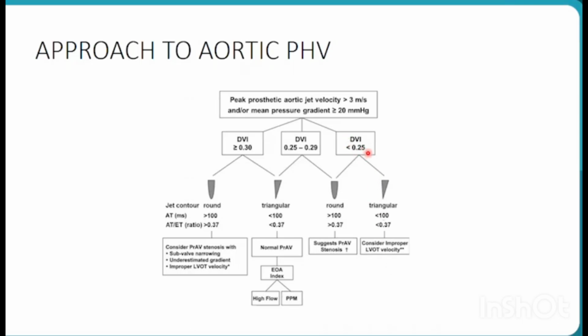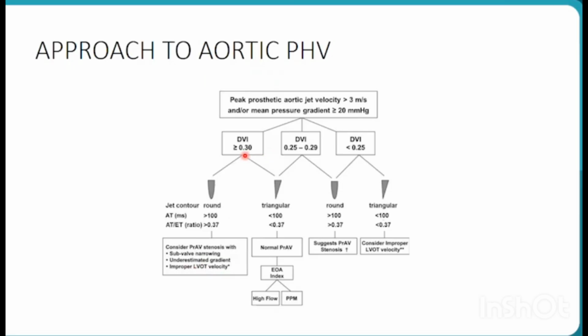DVI less than 0.25, rounded or triangular. On the other hand, if DVI is more than 0.3 but the contour is rounded, that is again the values are above the specified limits, then it can be a subvalvular narrowing or again an error with the measurement of LVOT velocity.